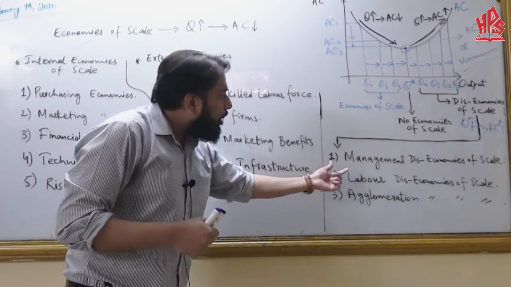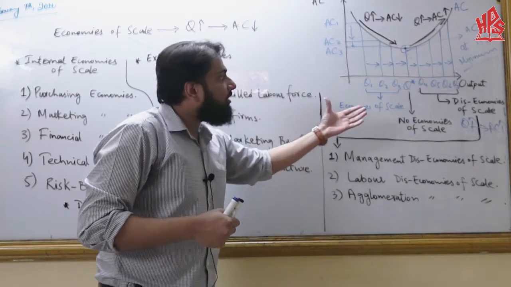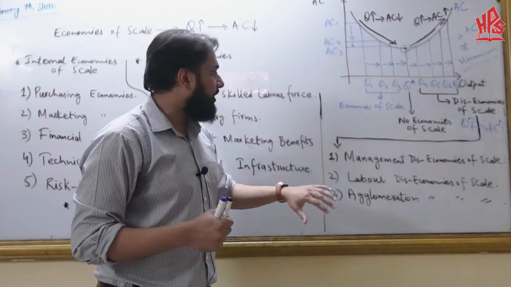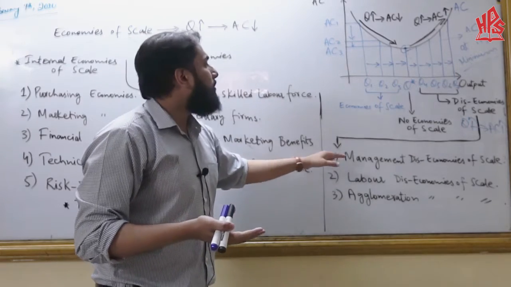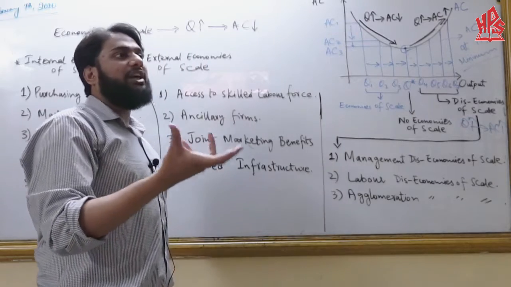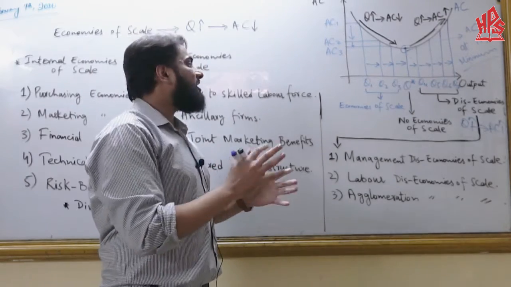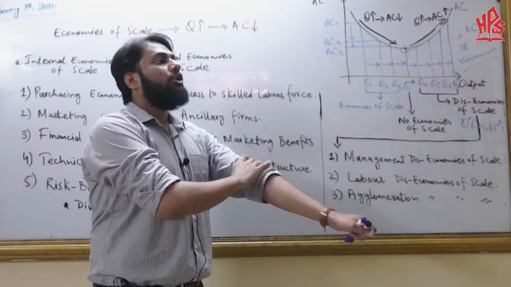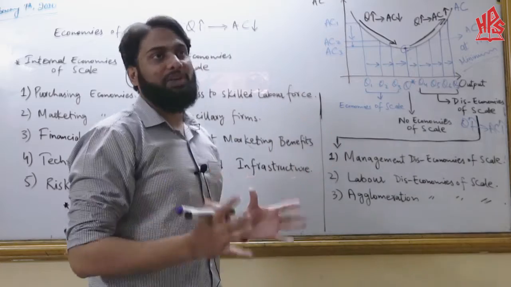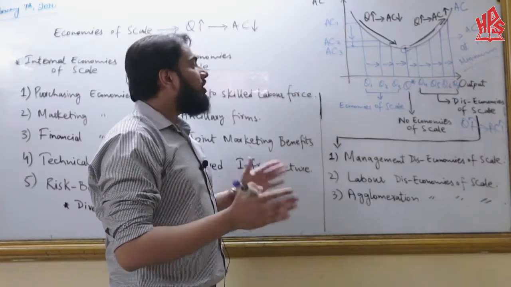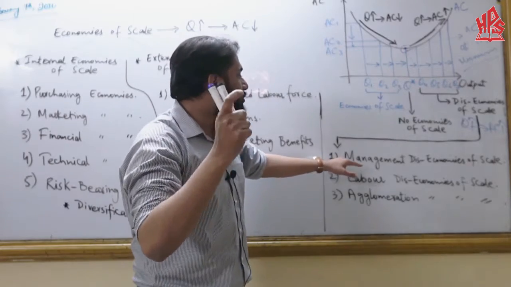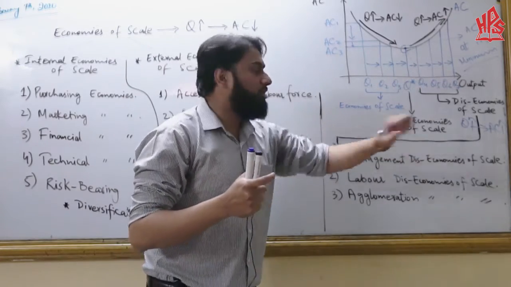Now, some factors behind the diseconomies of scale phenomenon. The first is management diseconomies of scale. If we are unable to manage, hold or supervise that huge business in an efficient manner, that particular reason is called management diseconomies of scale.